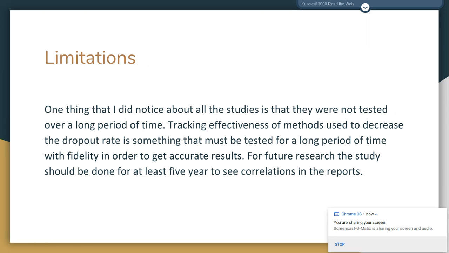Now, there are some limitations that I found within these studies, and that is tracking effectiveness in the methods to make sure that they are being effective and they're just not being used. Also, to make sure that there's enough time to accurately get results.